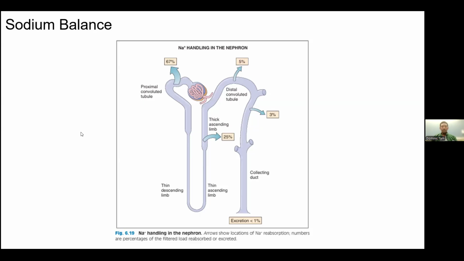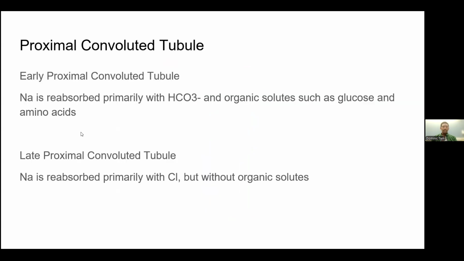The early distal convoluted tubule is going to reabsorb about 5%, and like the thick ascending limb, it is impermeable to water. The late distal convoluted tubule and collecting ducts reabsorb the last 3% of the filtered load and are responsible for the fine-tuning of sodium reabsorption, ensuring sodium balance. They are the site of action of an important sodium-regulating hormone, aldosterone. So specifically, in the early proximal convoluted tubule, sodium is reabsorbed primarily with bicarbonate and organic solutes like glucose and amino acids.